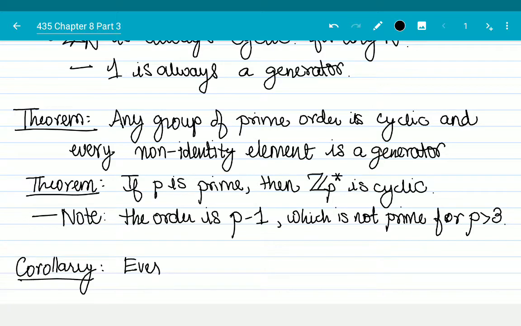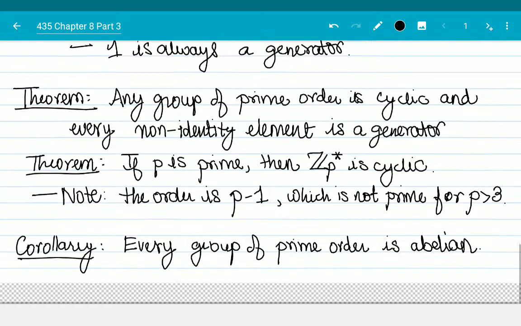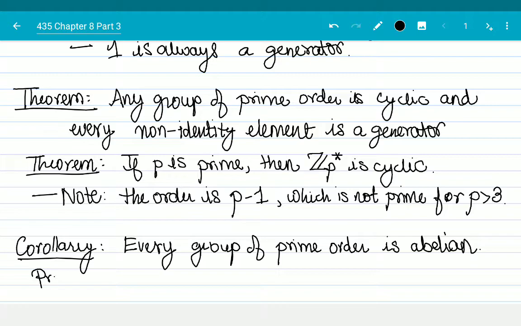Every group of prime order is abelian. Okay? Proof.